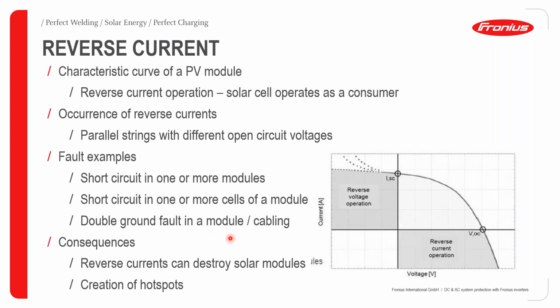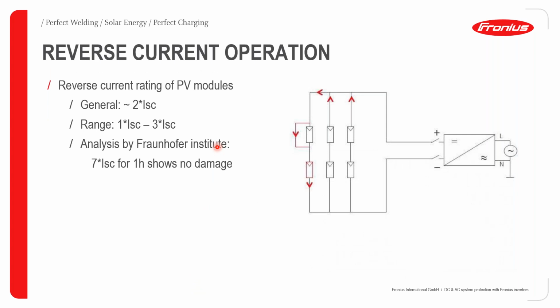It can be a double ground fault in one module or in the cabling. And the consequences of reverse current would be to destroy a solar module if the reverse current flows for a long duration of time, and this damage is going to happen as a result of creation of hotspots within the solar module. So there have been studies done by, of course, independent test labs such as the Fraunhofer Institute. And what they have found is that as a general rule of thumb, most modules are protected against 2 times the possible short circuit current.